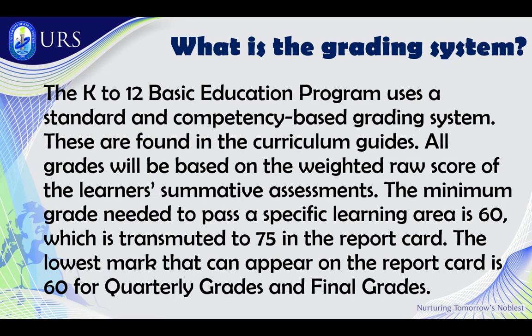So, what is the grading system? The K-12 Basic Education Program uses a standard and competence-based grading system. These are found in the curriculum guides. All grades will be based on the weighted raw score of the learner's summative assessments. The minimum grade needed to pass a specific learning area is 60, which is transmuted to 75 in the report card. The lowest mark that can appear on the report card is 60 for quarterly grades and final grades.